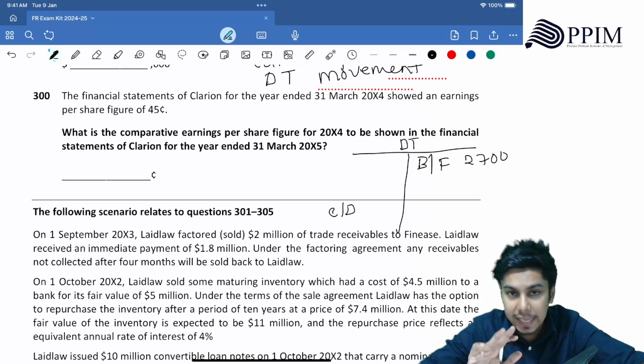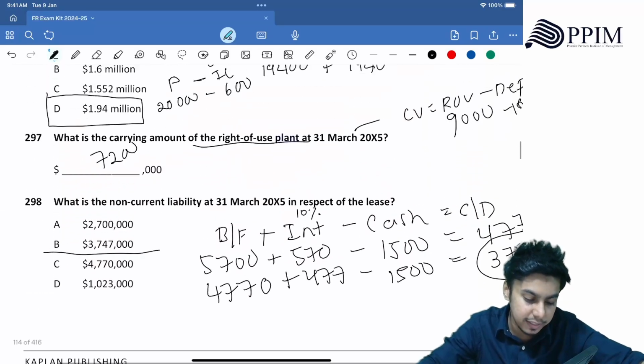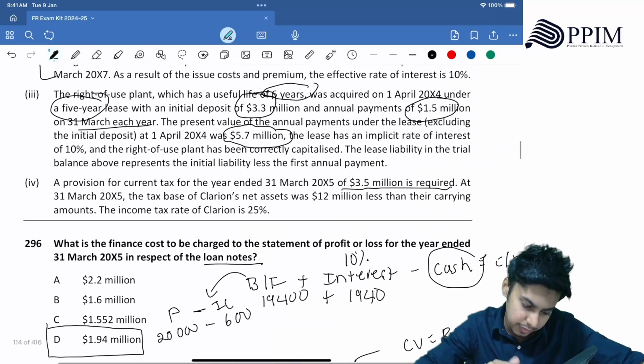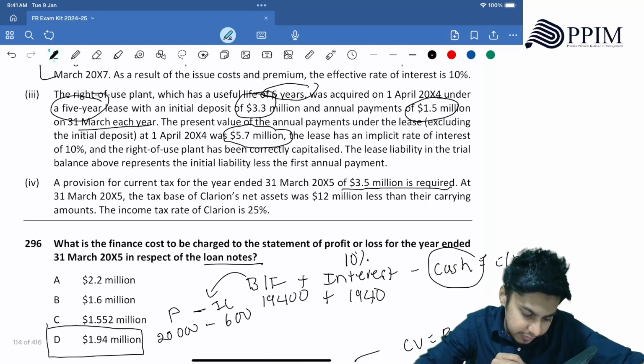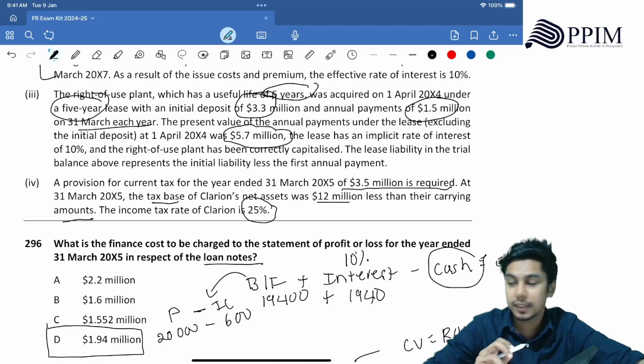Guys, remember, carried down, they might give. Let's read the paragraph and see, have they given the carried down? They are telling the tax value of the asset is less than the carrying amount and the income tax rate is 25%. Let's listen carefully.